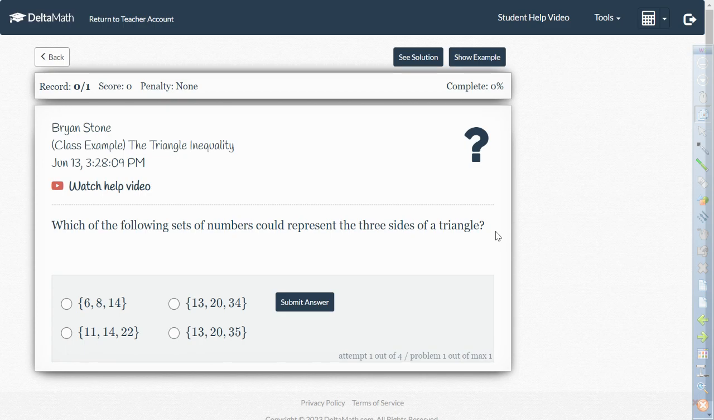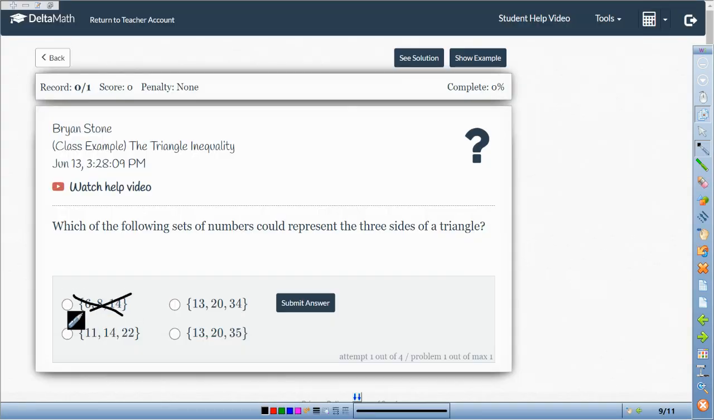Which ones work? Well, let's go through and see when we add together the two small sides, it should be greater than the third. So 6 plus 8 is giving me 14. Is 14 greater than 14? No, it's not. This one doesn't work. Moving on here, 13 plus 20 gives me 33. Is 33 greater than 34? Nope. Next one, 11 plus 14 gives me 25. Is 25 greater than 22? Yeah.